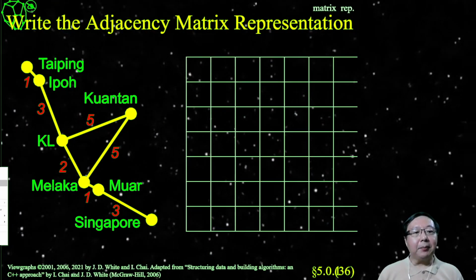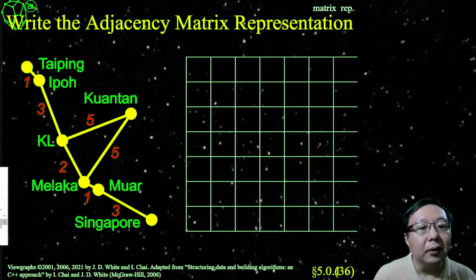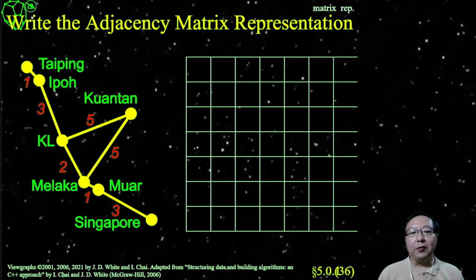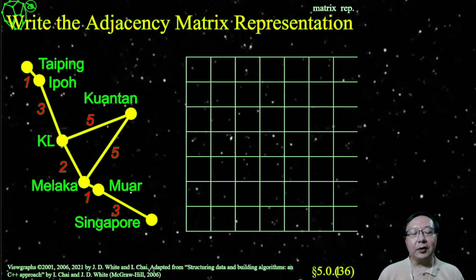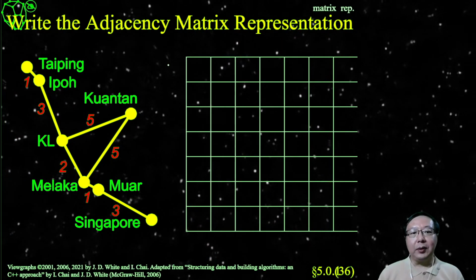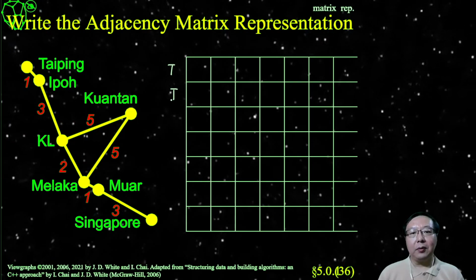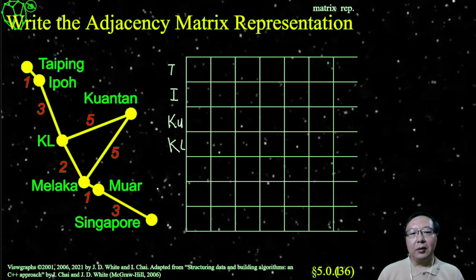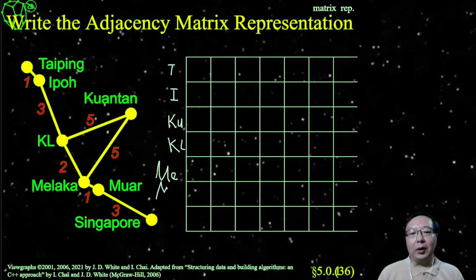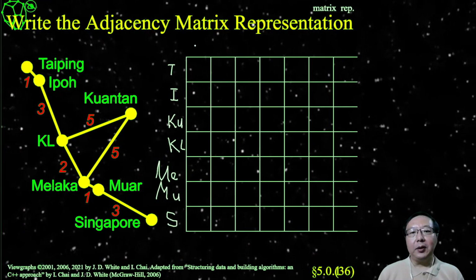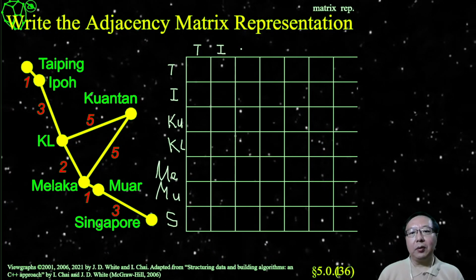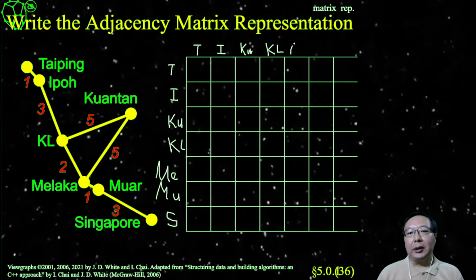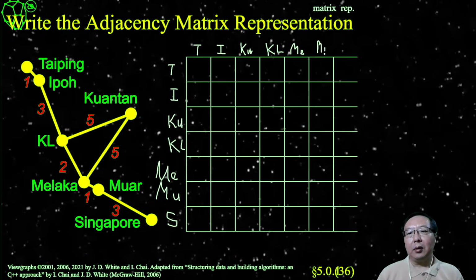Well, let me get a pencil up. Okay, so first we have to label the edges. Let's see, 1, 2, 3, 4, 5, 6, 7, and 1, 2, 3, 4, 5, 6, 7. So there's 7. So we have Taiping, Ipoh, Kuantan, KL, Malacca, Muar, and Singapore. Same here: Taiping, Ipoh, Kuantan, KL, Malacca, Muar, and Singapore.